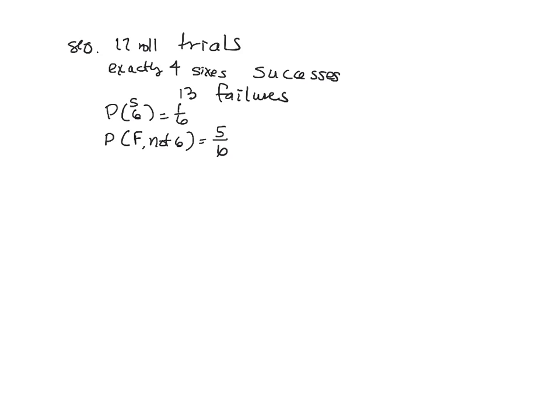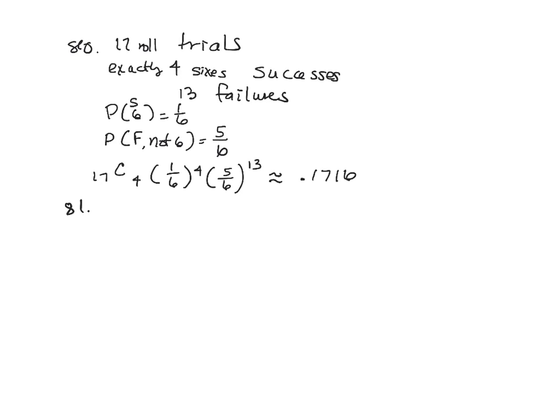So there were 17 trials, so 17C4 for 4 successes. Probability of a success is 1/6, raised to the 4th power. Probability of failure is 5/6, and the number of failures was 13, so raised to the 13th power. And that gives us 1,716 10,000ths.